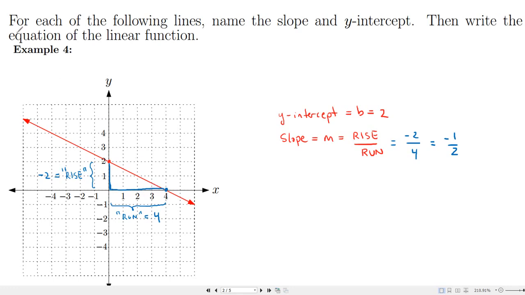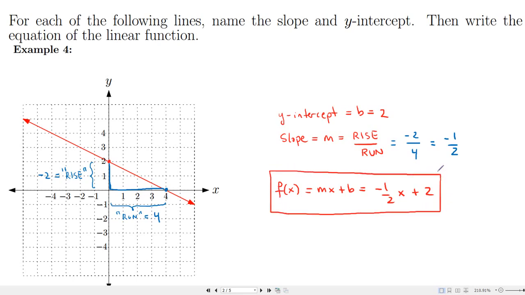Once we have these two pieces of information, the m and the b, then that determines a line, right? So then we have an equation for a linear function. The linear function f of x is equal to mx plus b, and now we just replace the m and the b. So this would be -1/2 x plus 2. Okay.